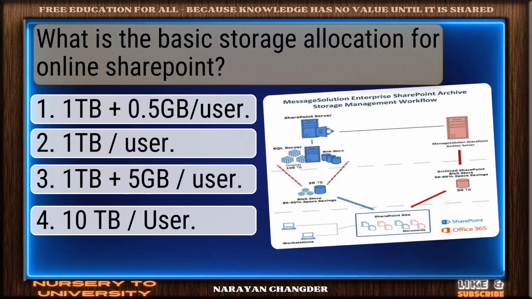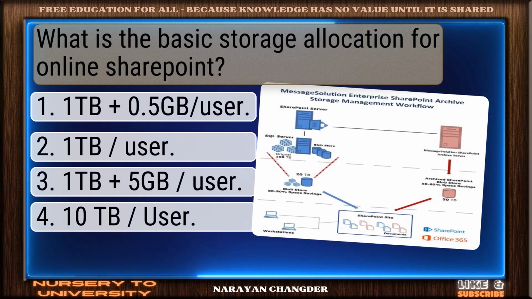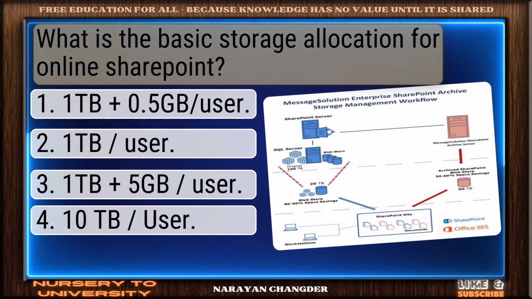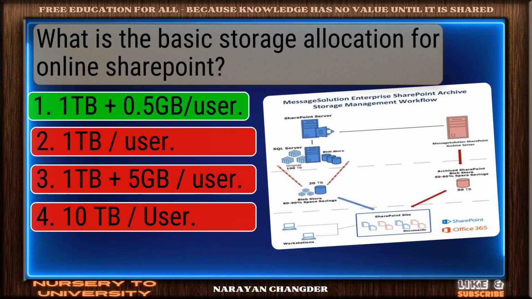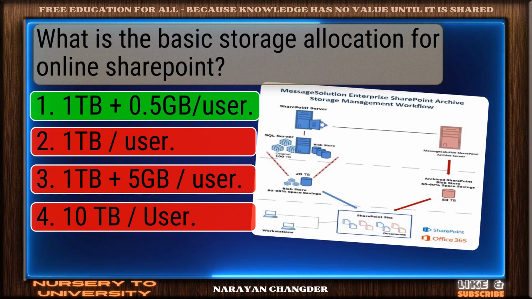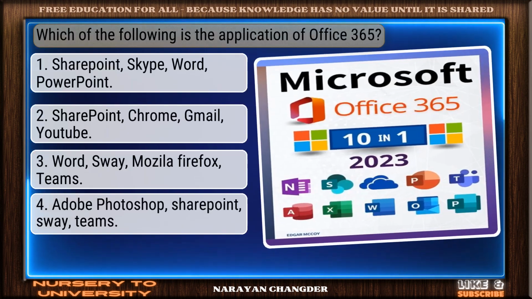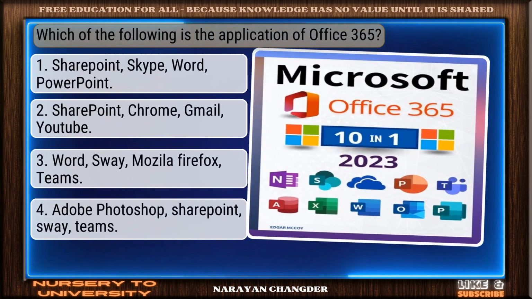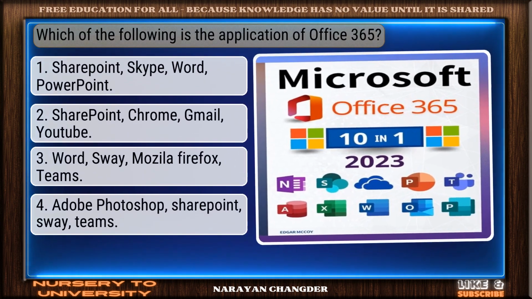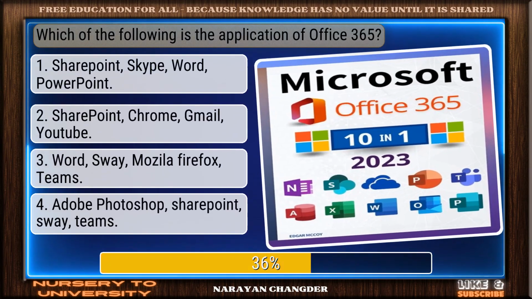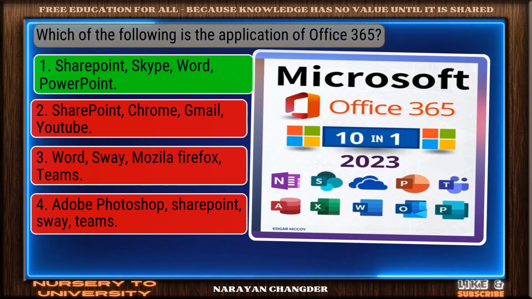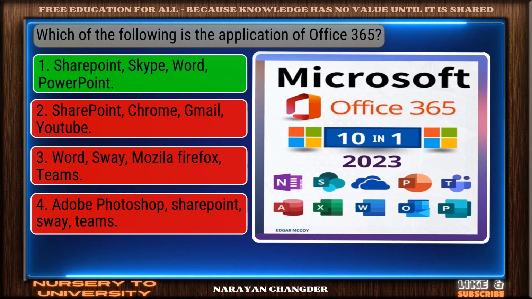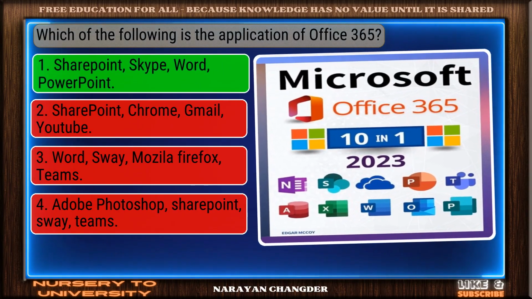Question number 52. What is the basic storage allocation for SharePoint Online? Smart move. 1 TB plus 0.5 GB per user is an accurate answer. Question number 53. Which of the following is the application of Office 365? Well reasoned. SharePoint, Skype, Word, PowerPoint is the correct choice.